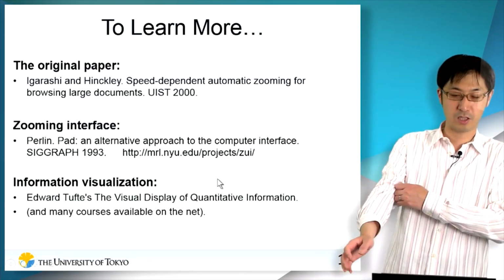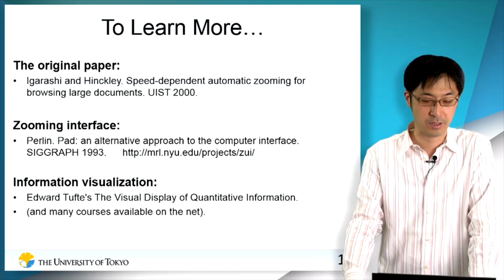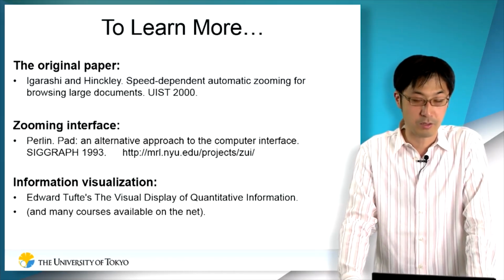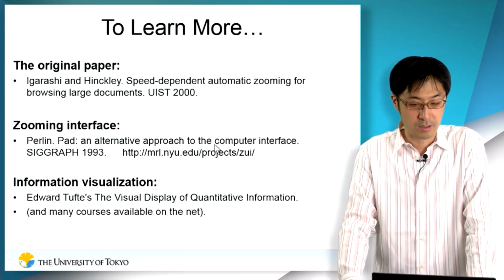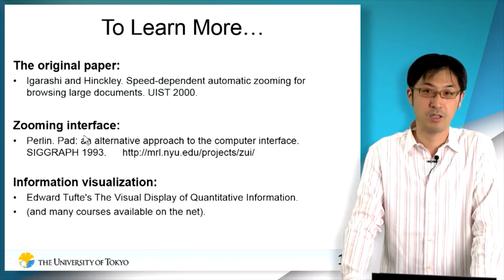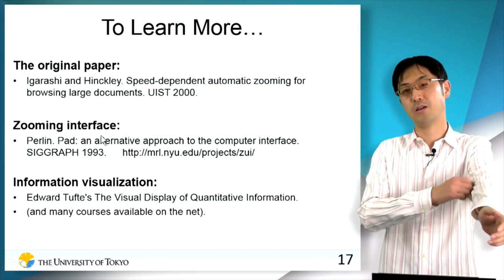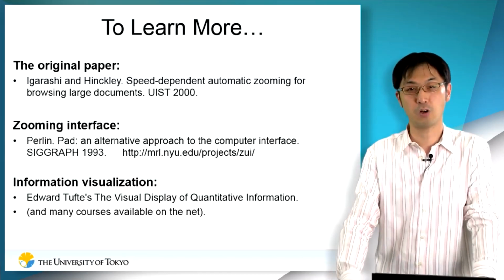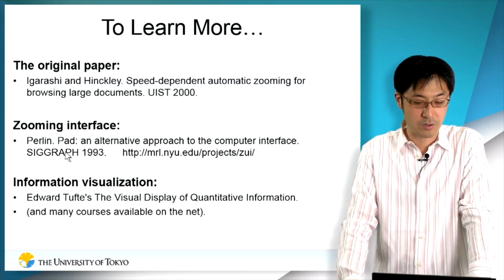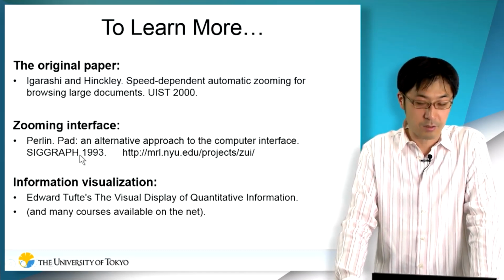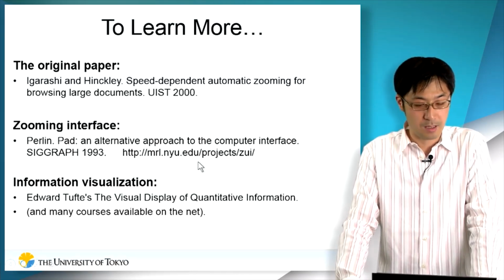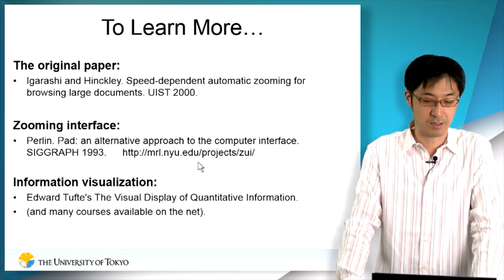So that's a brief description of the paper we published at UIST 2000, titled Speed-Dependent Automatic Zooming for Browsing Large Documents. And here are a couple of pointers for further study. One is zooming interfaces. Zooming interfaces are a very interesting and popular topic in user interface and computer graphics research fields. The original paper was published at SIGGRAPH 93 by Ken Perlin, and you can still see demos here. And there are also many follow-up studies and techniques.